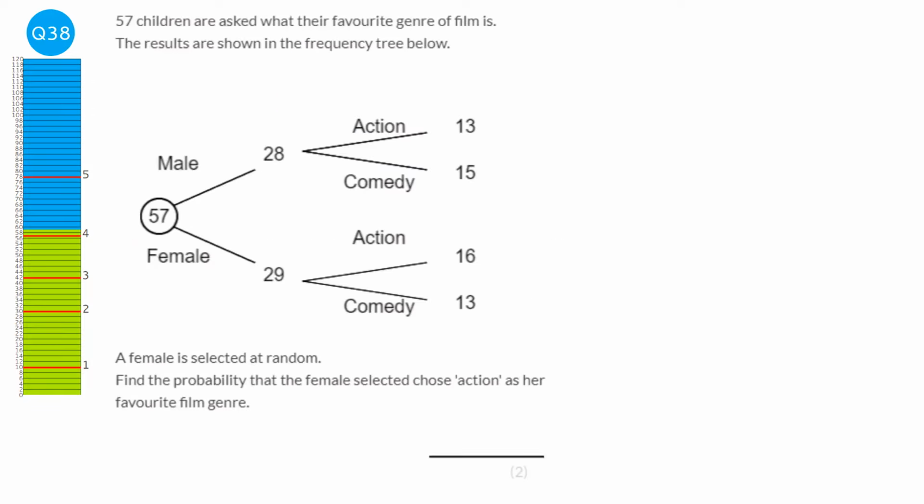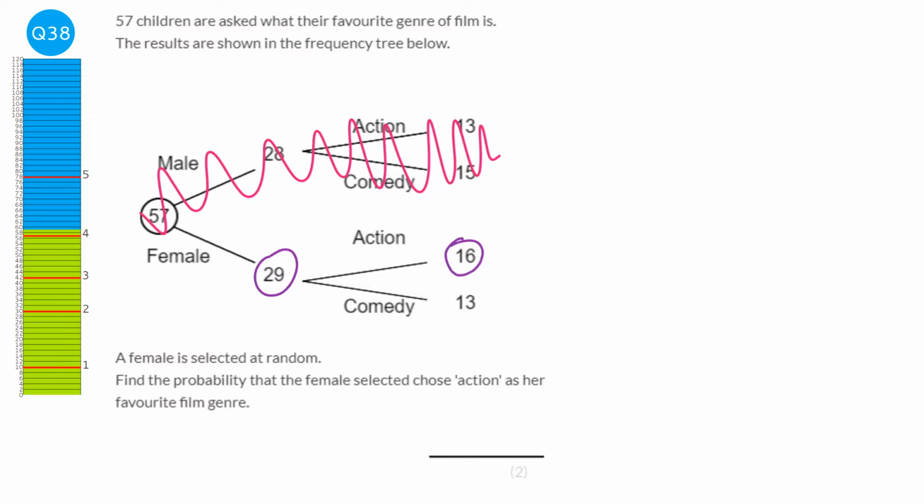The important thing to realise in this question is that we know a female has been selected, so we can basically get rid of all of this part of the frequency tree because it's not relevant, because we know a female has been selected. So there's 29 females altogether, and we're looking for the probability that the female chosen at random picked action. So it's just simply 16 over 29.